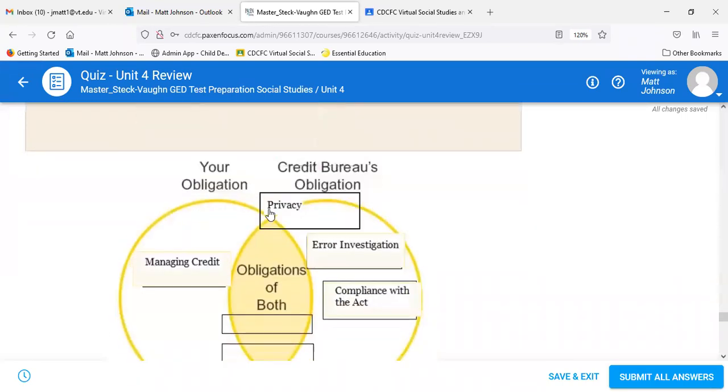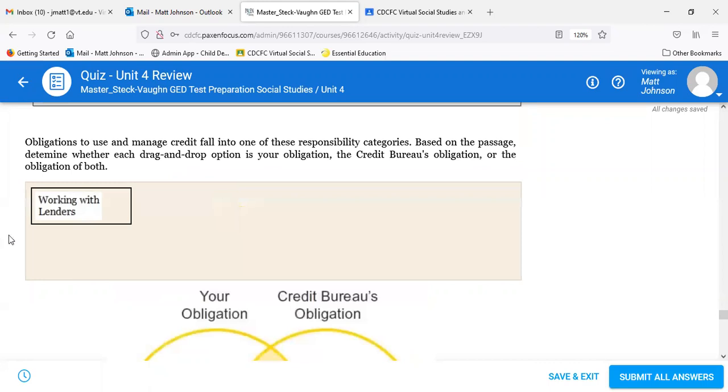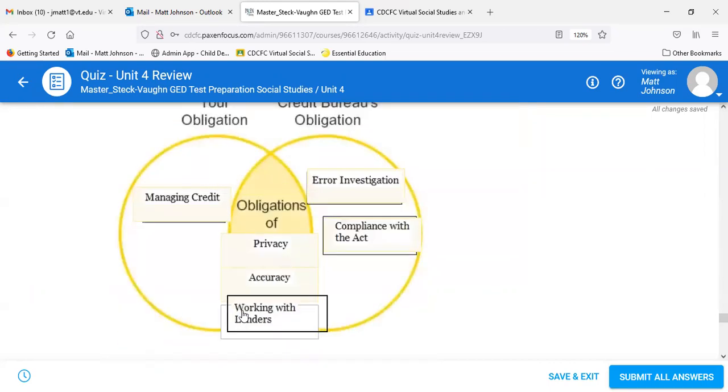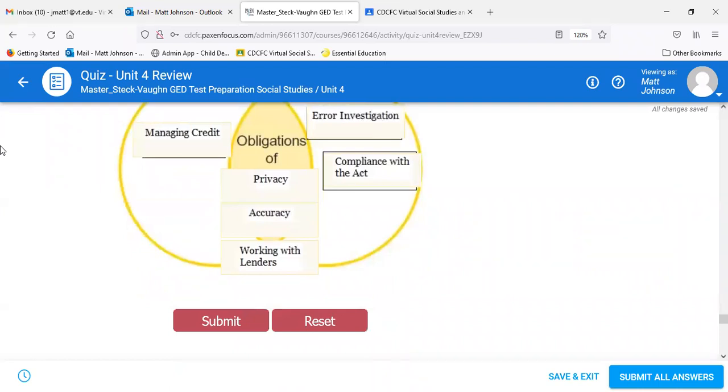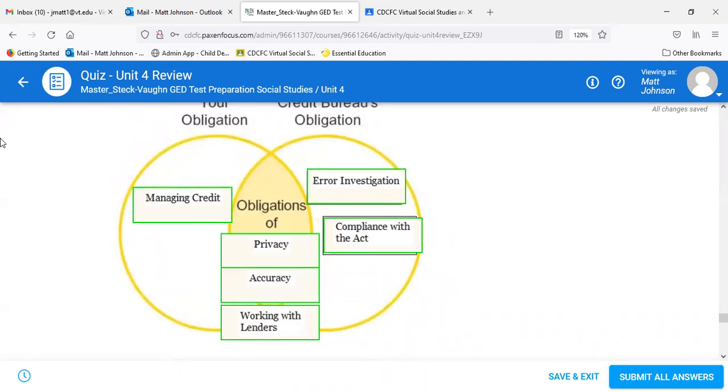So privacy is an obligation of both. Accuracy is an obligation of both. And working with lenders, right? You, as a receiver of credit or a loan, have to work with your lender to make sure that you're making your payments. But your credit bureau also, as far as reporting goes and maintaining fair reporting and such, has a part in that.